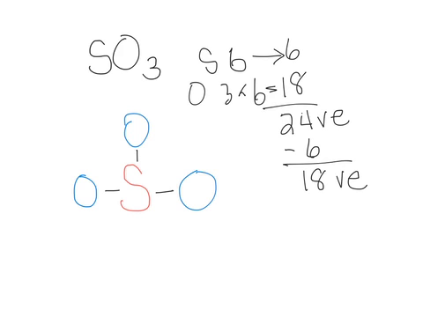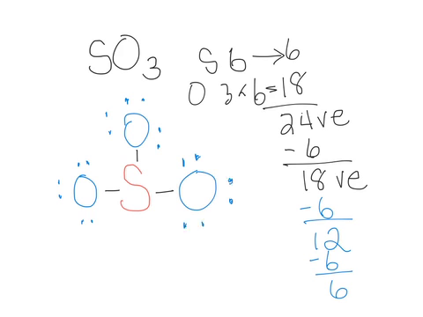Now we need to make sure that we spread these remaining valence electrons around so that each atom gets an octet. So we have 18 to put around. So let's start here with these surrounding atoms. That's 2, 4, 6. All right. So now I have 12 more. 2, 4, 6. So I have 6 more. 2, 4, 6. And now we check to see that each atom has an octet.